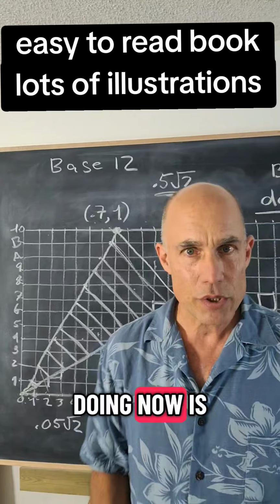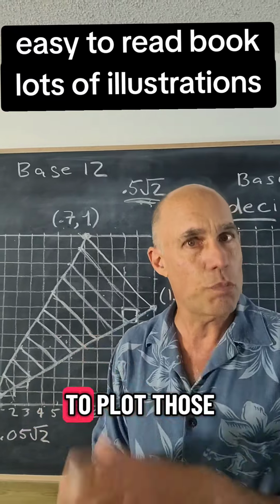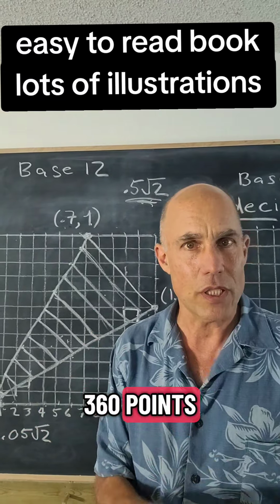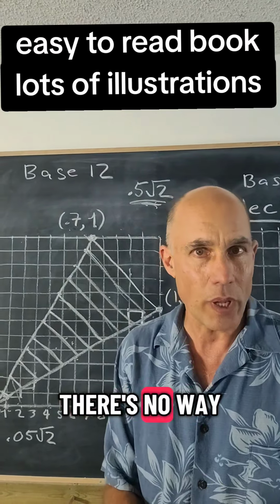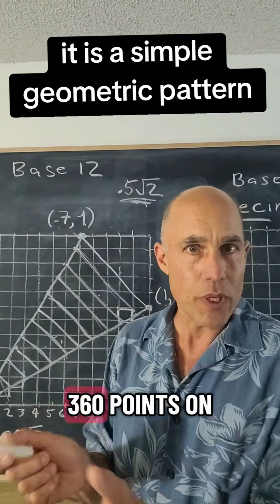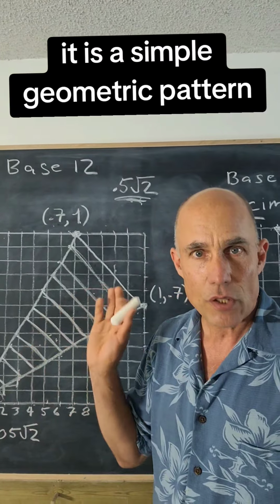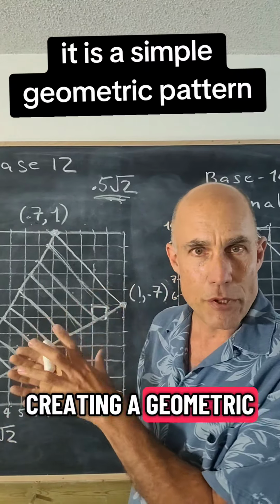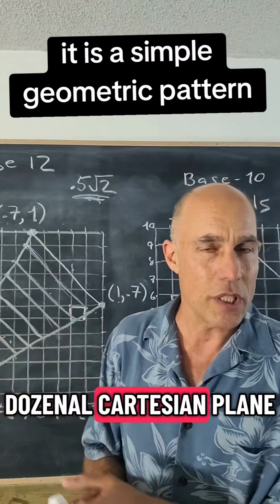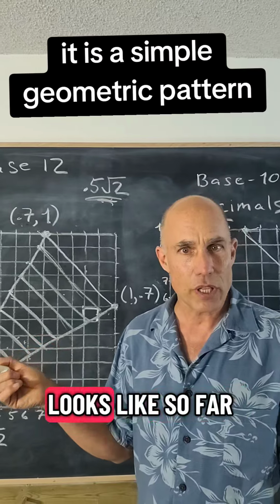But what I'm doing now is introducing you to the geometric pattern that we use to plot those 360 points. And I just want to point out that there is no pattern that does that in base 10. There's no way to actually plot 360 points on the circumference of the circle in base 10. So we're going to do it now using Dozenal geometry, creating a geometric pattern on the Dozenal Cartesian plane, or the base 12 Cartesian plane. So this is what that pattern looks like so far.